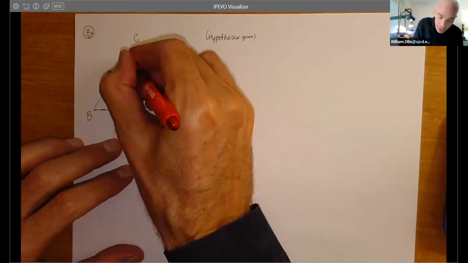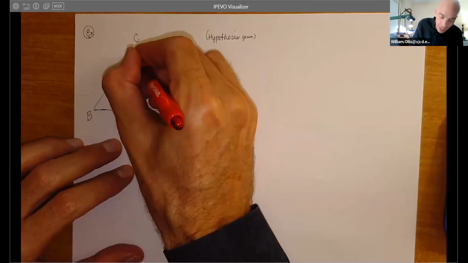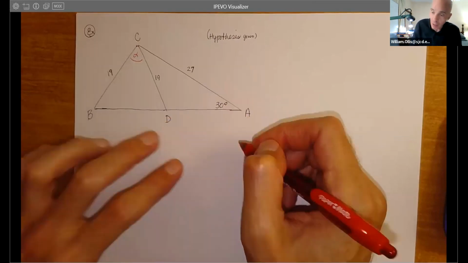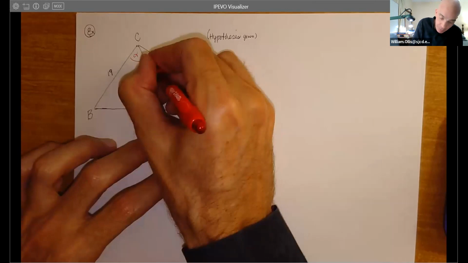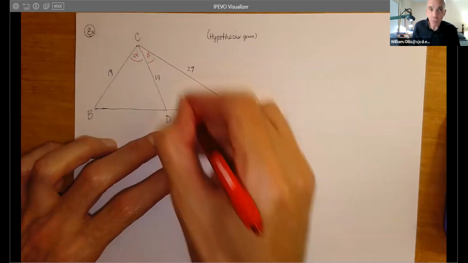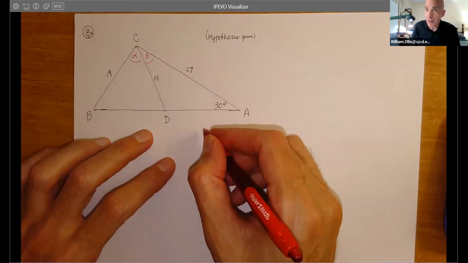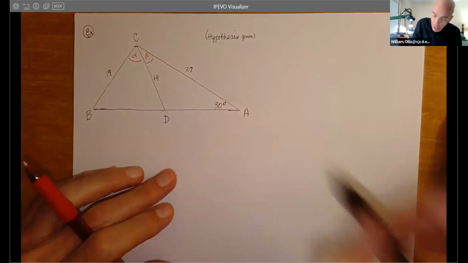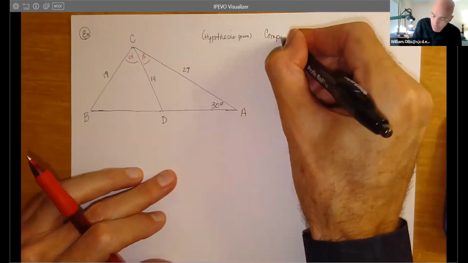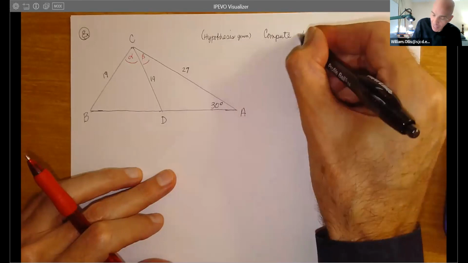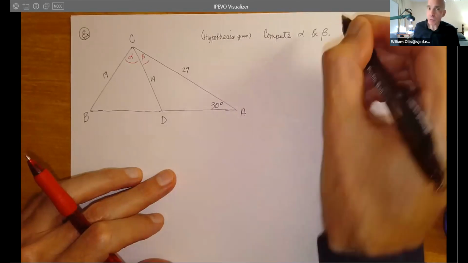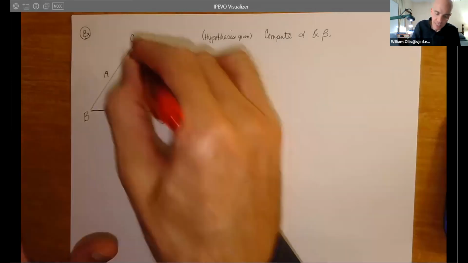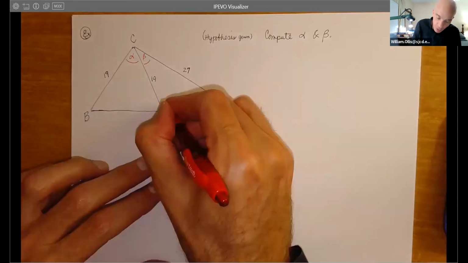I'm going to write in an angle here, alpha. That's angle BCD, and then angle DCA. But I'm not going to call them that because we want to keep our sanity. I'm going to call this angle beta because, again, we want to be efficient. It's not going to affect anything. So what the problem says is to compute alpha and beta. Compute those angles. Another thing that's going to help us out so we don't have to say angle CDA, I'm going to call this angle theta.